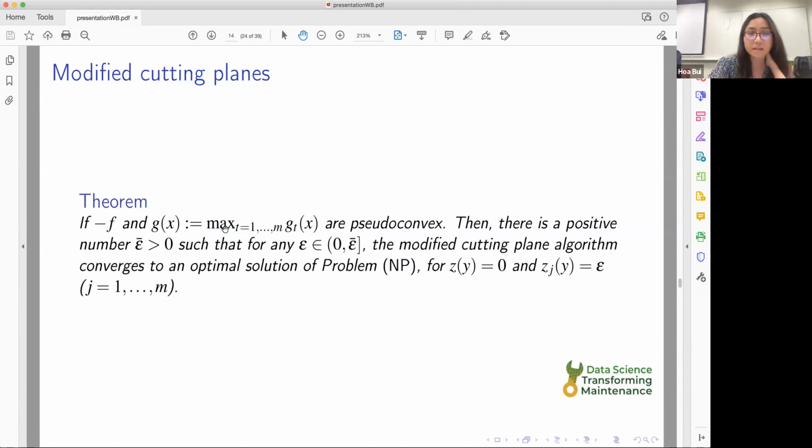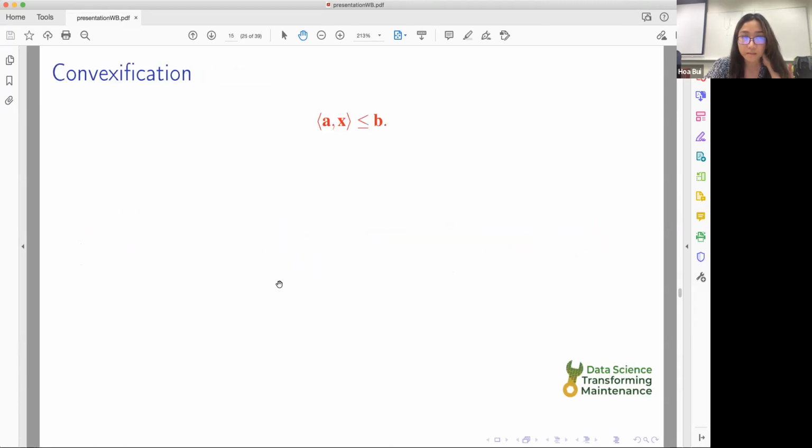With the new cutting plane modification, the functions f and g have a minor condition: they only need to be pseudo-convex. And then the modified cutting plane with z and zj(y) set as the constraints, the modified cutting plane algorithm still converges to an optimal solution. Now, let's consider changing the component a.